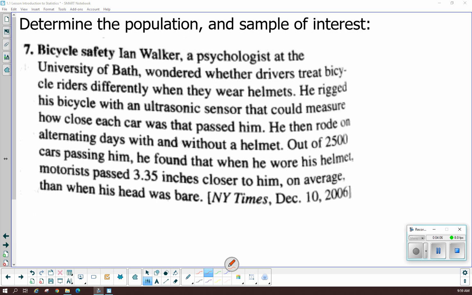So a lot of times the population is not explicitly expressed in our setup. What this person did is he ended up documenting what drivers did, 2,500 drivers, that is, when they rode by him, whether he was wearing his helmet or not. And so that 2,500 drivers, that is our sample.